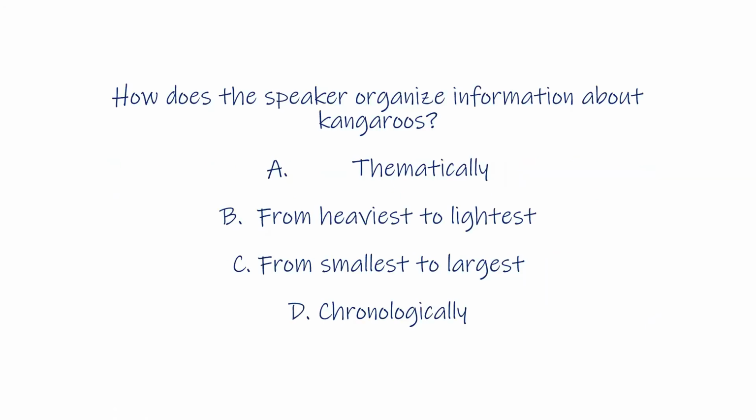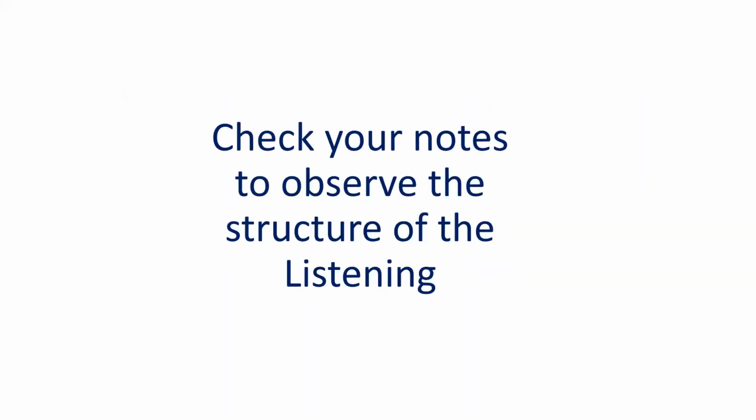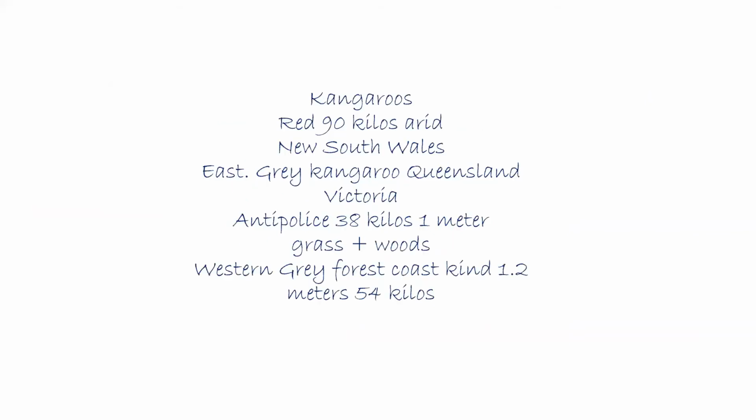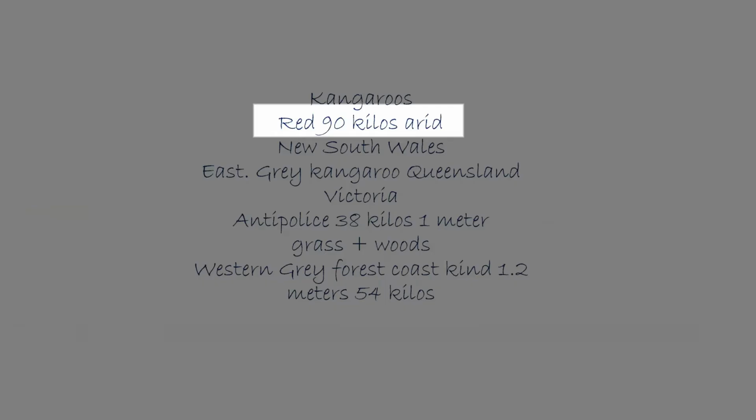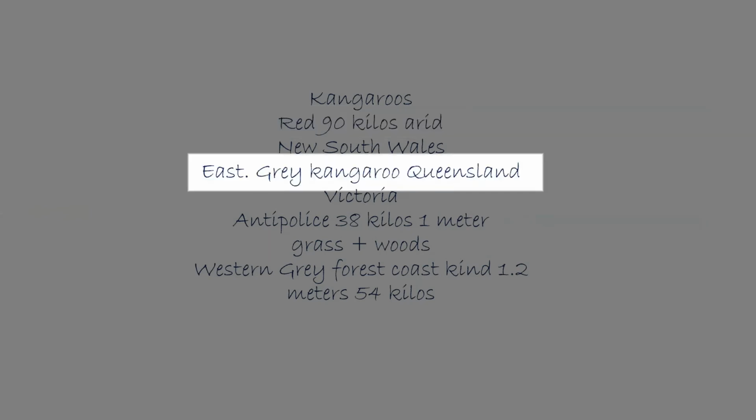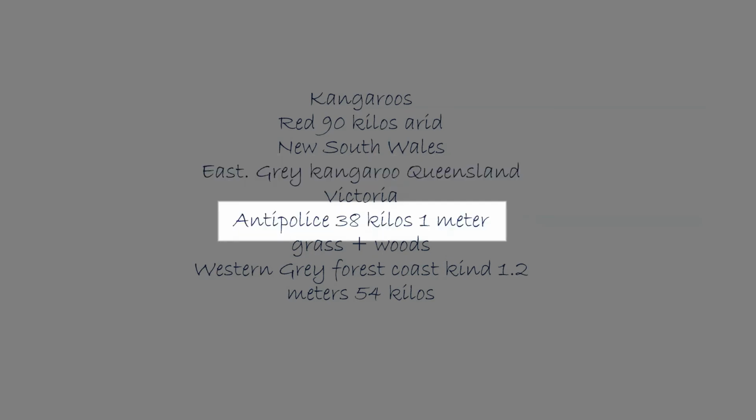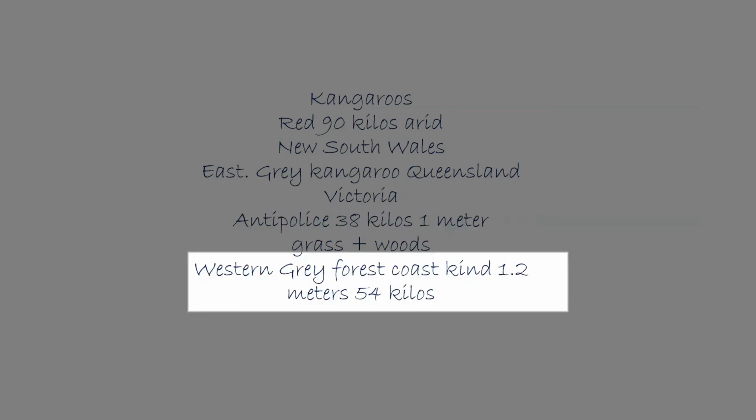So we need to decide, is the presentation of kangaroos presented by subject matter, by the theme, or from heaviest to lightest, from the smallest to the largest kangaroo, or chronologically? That means by date or time. Step 3. Check your notes to observe the structure of the listening. So if we look back at our notes, we can see we started with the red kangaroo, which was actually the heaviest. It was 90 kilos. Then the eastern grey, the antilopine, which was the smallest at 38 kilos, 1 meter. And then the western grey, which was slightly larger at 1.2 meters, 54 kilos.